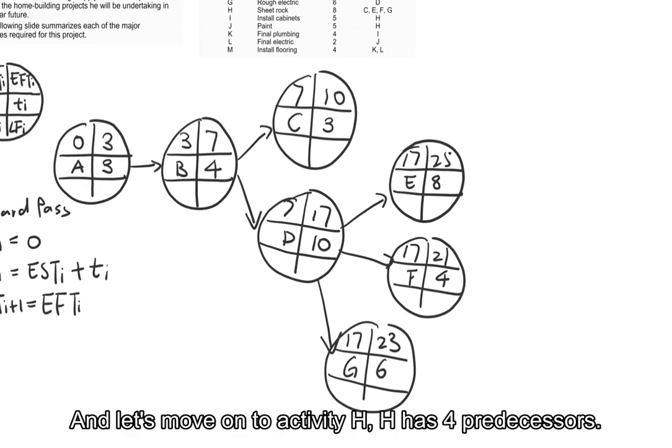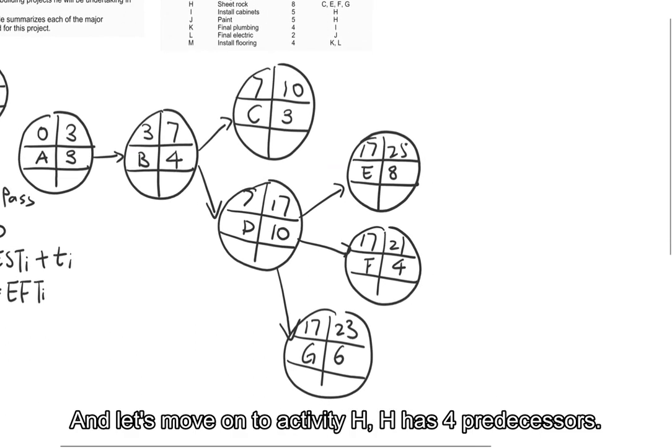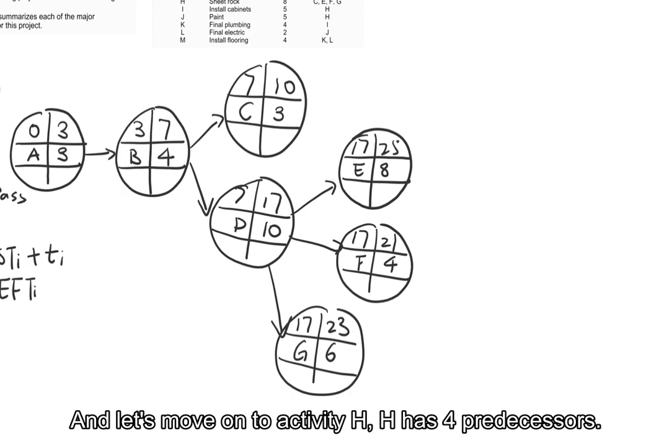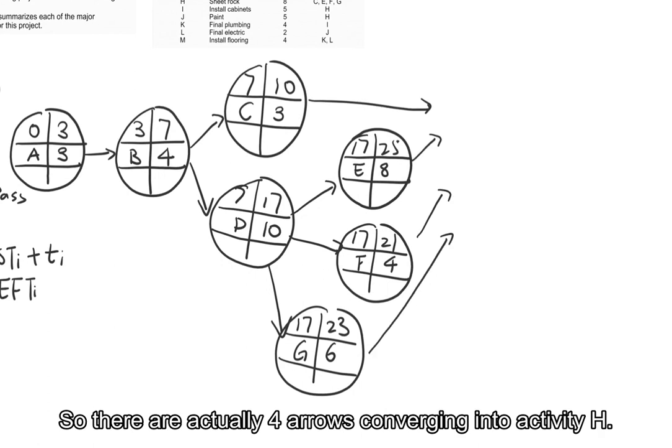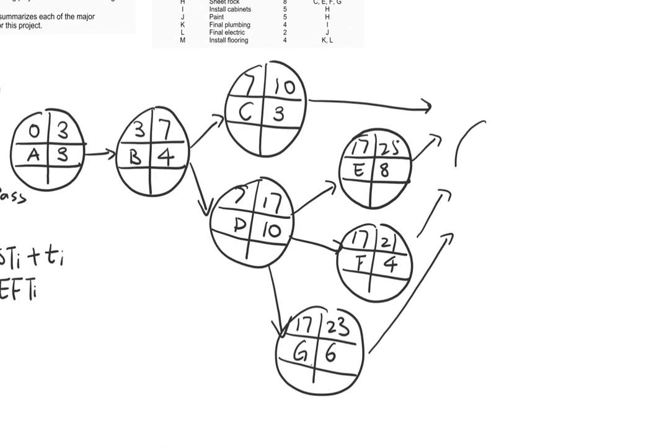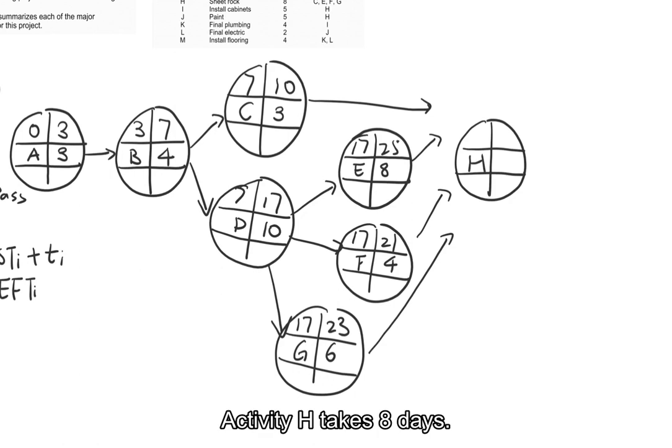Okay, and let's move on to activity H. Activity H has 4 predecessors, C, E, F, and G. So that should be 4 arrows converging into activity H. Activity H takes 8 days.